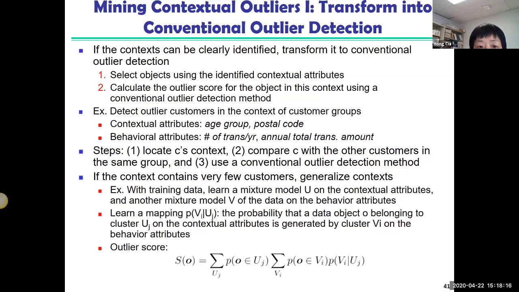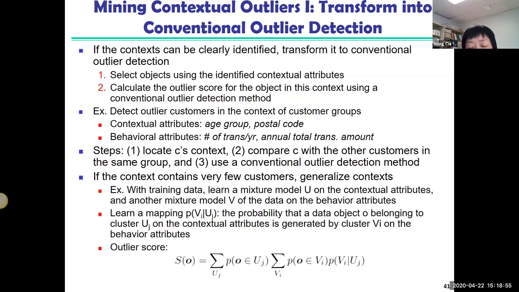The second, if the context itself contains very few data points, then directly applying this method is going to be a little bit risky, because you don't have enough data to support any of the argument, whether one observation is normal, another is abnormal. So you can then use more advanced methods to put more data points into consideration.